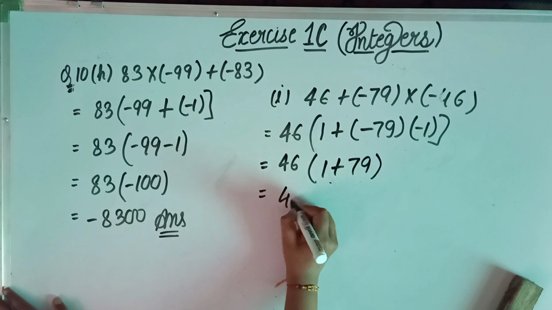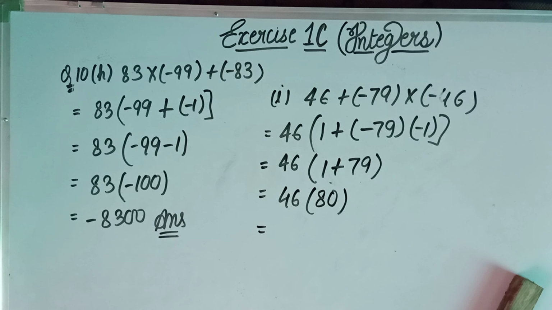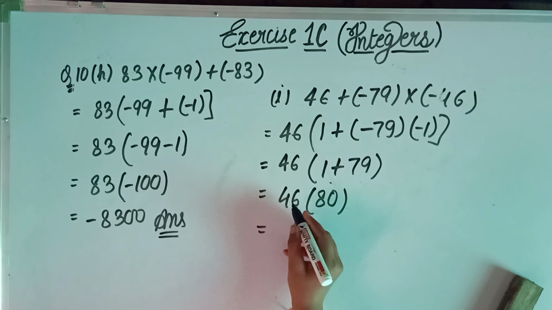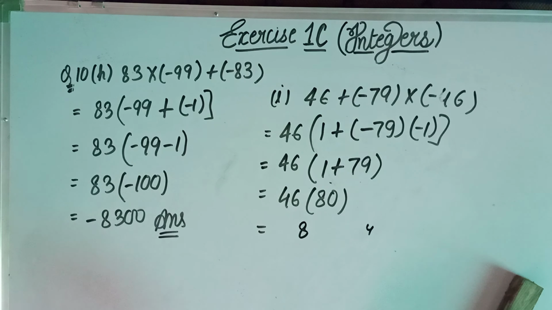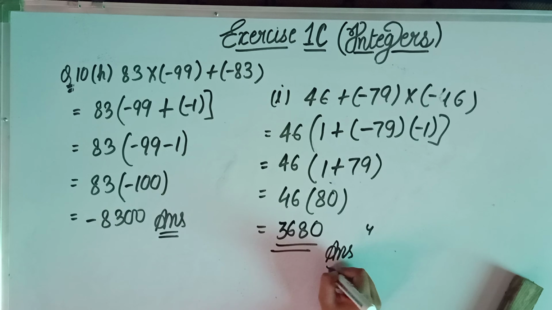Now 46, 79 plus 1 is 80. So 46 into 80, after multiplying these numbers, 6 8s are 48, 4 8s are 32, 36. So 3680. Here we will get 3680 in the answer. So that is our correct answer.